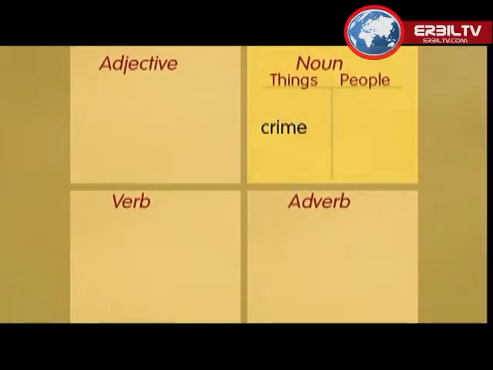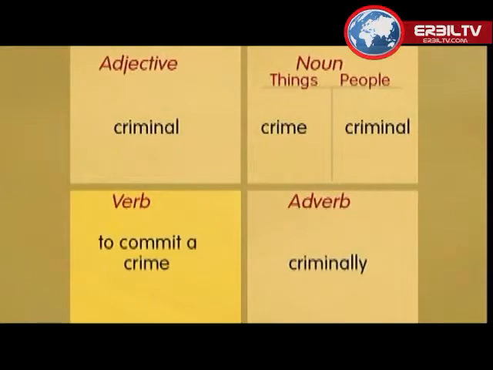Crime is a noun. It's a thing. A criminal is a person who commits a crime. Criminal is also the adjective. We can describe something by using the word criminal before the noun. That was a criminal act. And we have the adverb criminally. To behave criminally is to behave in an illegal way. There's no verb from crime. We have to use the phrase to commit a crime. Okay, we'll come back to our table a bit later.